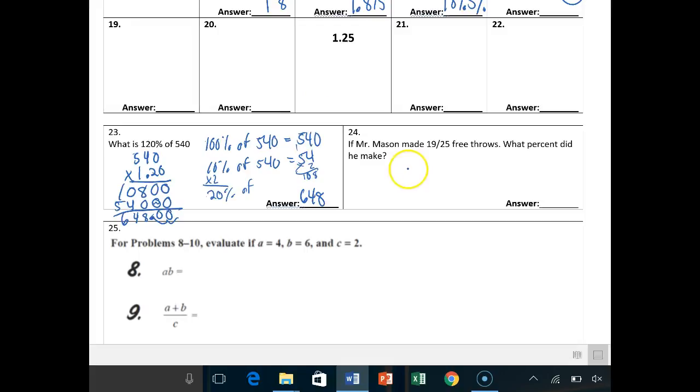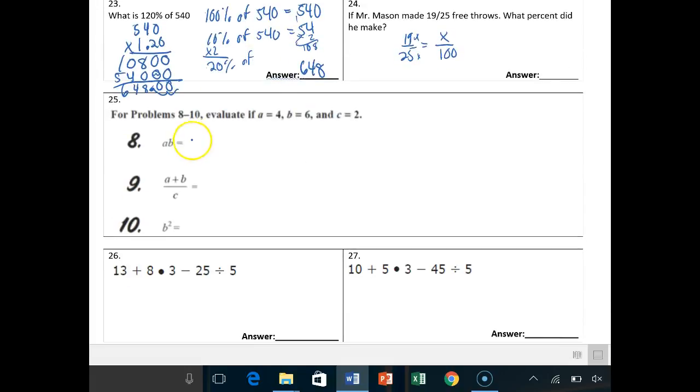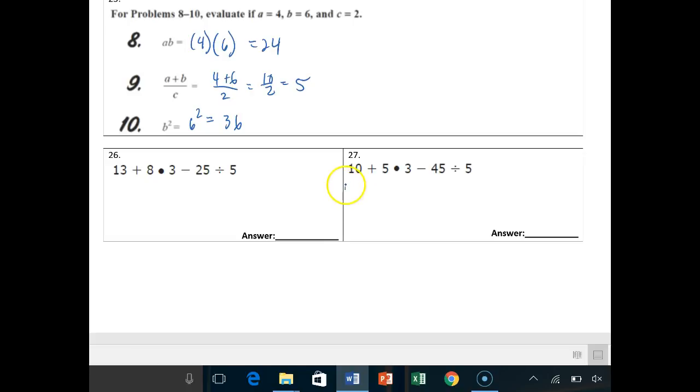Okay. Over 24, I'd set up that fraction 19 over 25 is equal to x over 100 and try and say, okay, what number times 25 gives me 100 to figure out my percent. For 25, I'm going to plug it in. So I have 4 for A and 6 for B. So that gives me 24. I have 4 plus 6 over 2, which gives me 10 over 2, which is 5. And then for b squared, that's 6 to the 2, which is not 6 times 2, but 6 times 6, which is 36.